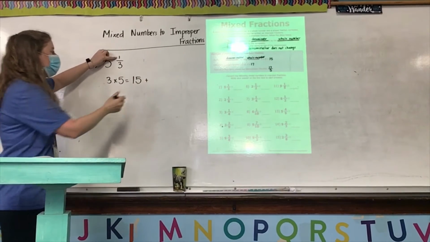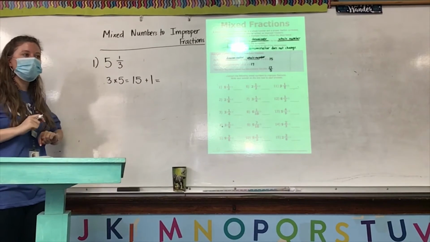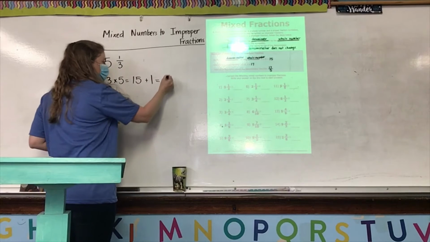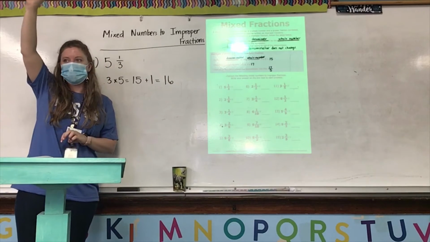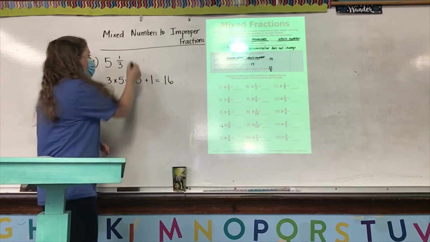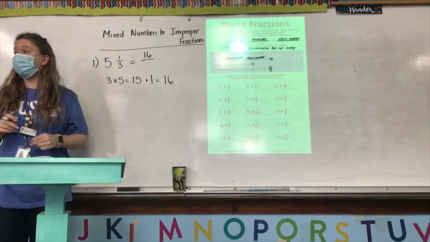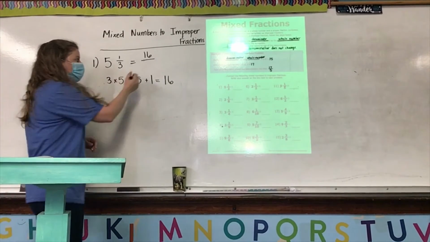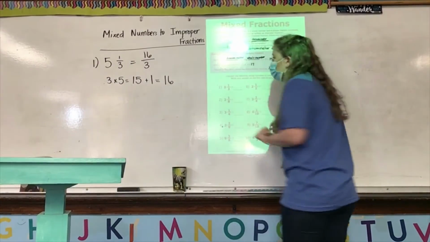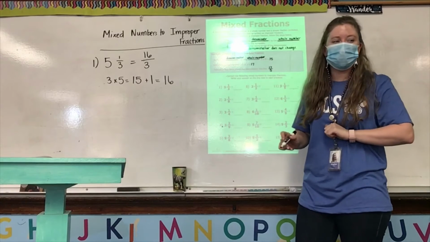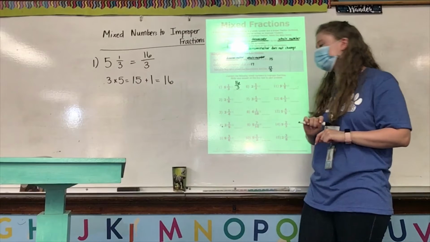Add the numerator to that, which is 1. 15 plus 1 is 16. So 16 is our new what? Mason? Numerator. And Mason, our new denominator is 3. Is it new? No. So that means, class, 5 1/3 is equivalent to 16 thirds.